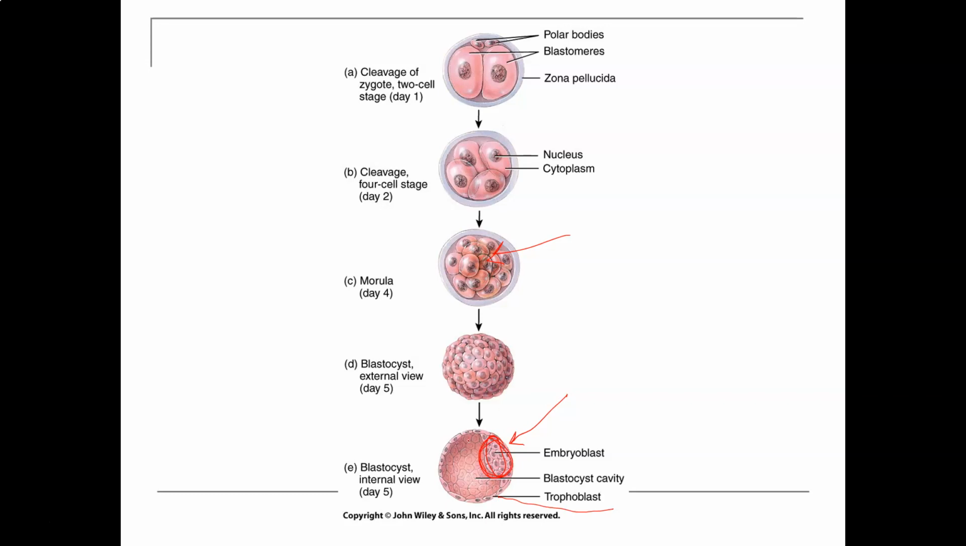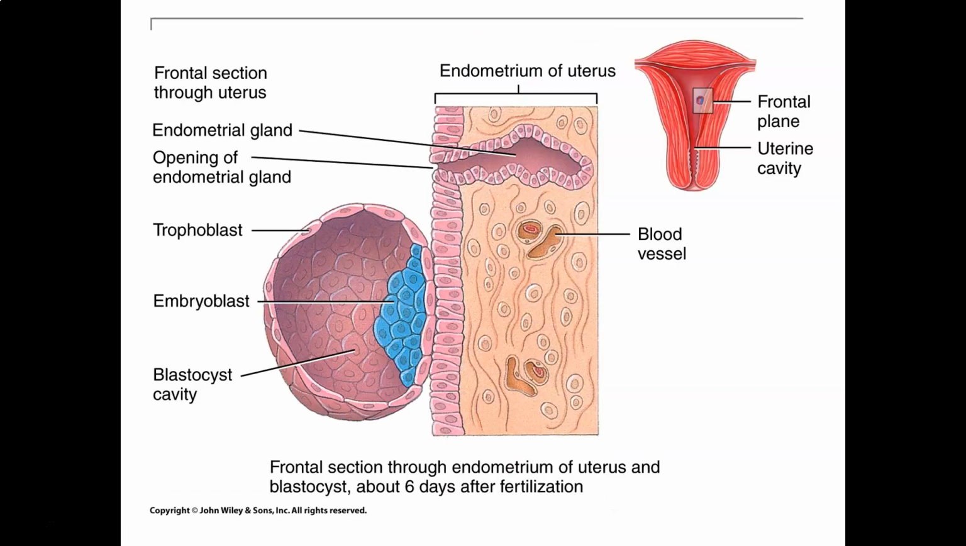And also some of the cells in the blastocyst are going to form something called the amnion, and also something called the yolk sac. So those are all extra embryonic structures that help the embryo during development, but don't actually become part of the embryo. So we'll be looking at all of that briefly.